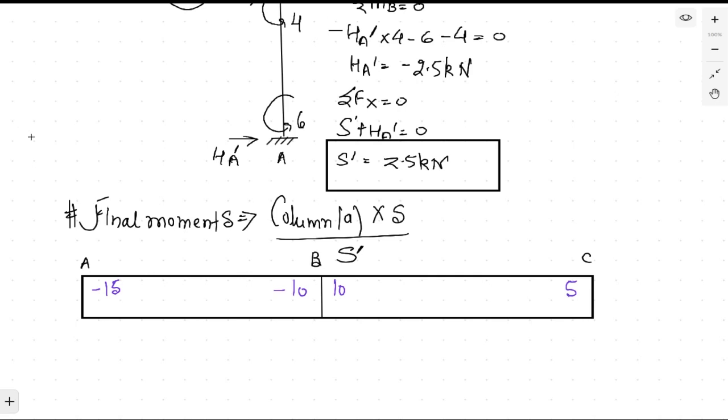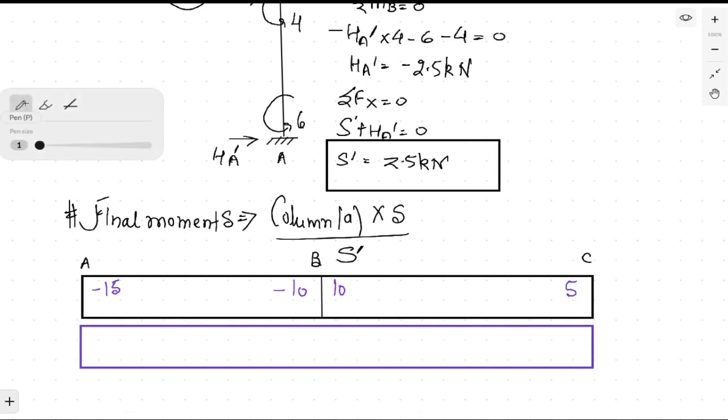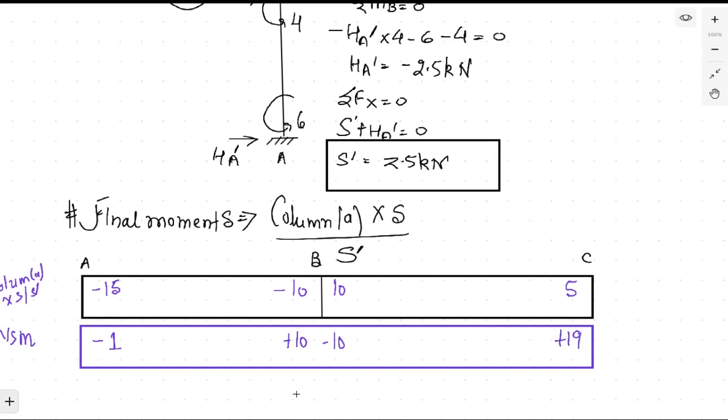Fine. अब आपको क्या करना है, आपके पास ये वैल्यू तो मल्टीप्लाई करने के बाद आ गई. Now you had non-sway moments also. ये कौन सी वैल्यूज हो गई, ये हो गई आपकी कॉलम A into S upon S dash. नॉन sway moments आपने पहले निकाले हुए थे, वो आपके पास ऑलरेडी थे. This was -1, this was +10, this was -10, and this was plus 19. These were the non-sway moments.